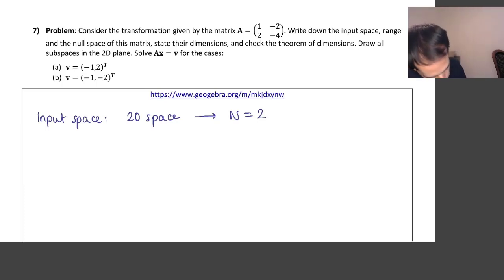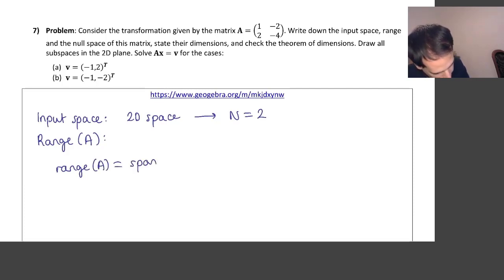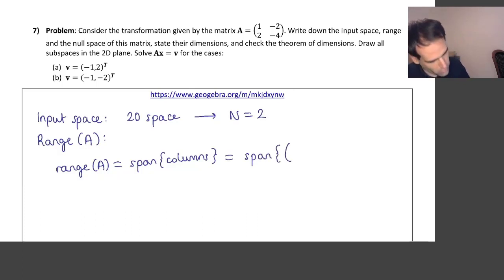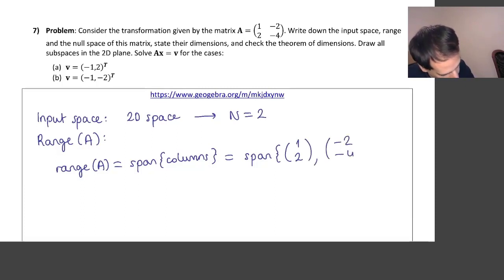Now, what is the range of the matrix A? So let's use the definition. The range of A equals the span of the columns of A. And this is equal to the span of the first column of A, which is (1, 2), and the second column of A, which is (-2, -4).